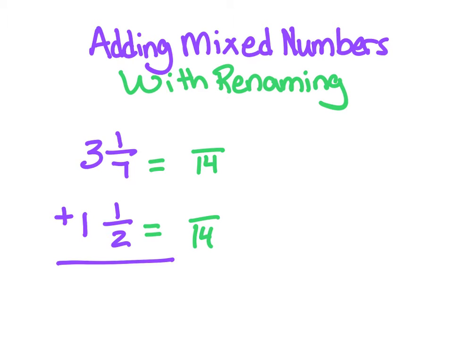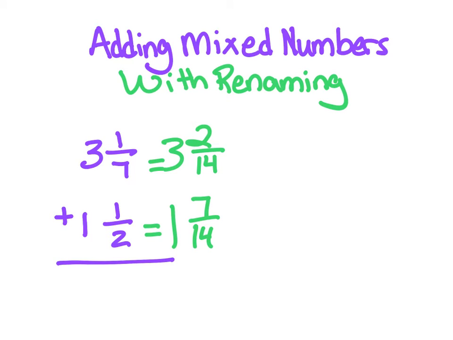That would be 7. So if I multiply by 7 in my denominator, I must do the same to the numerator. 1 times 7 is 7. So 1 1/2 is equal to 1 7/14. In the top one, we see 7 and 14. Well, 7 times 2 is 14. So if I multiply by 2 in my denominator, I must do the same to the numerator. 1 times 2 is 2. So 3 1/7 is the same as 3 2/14.